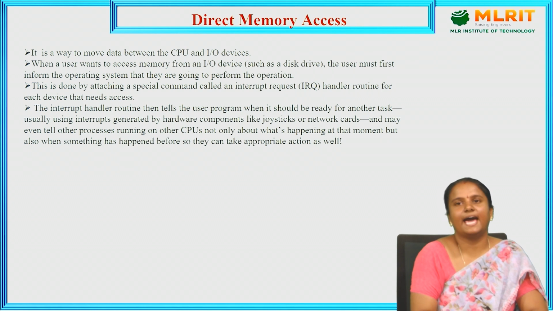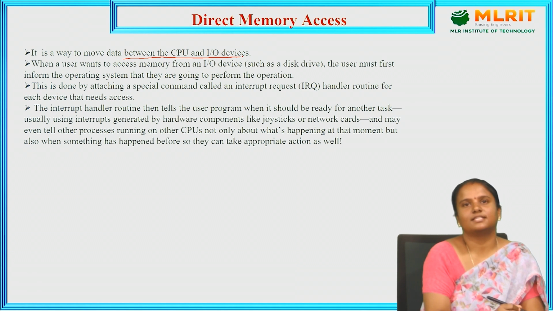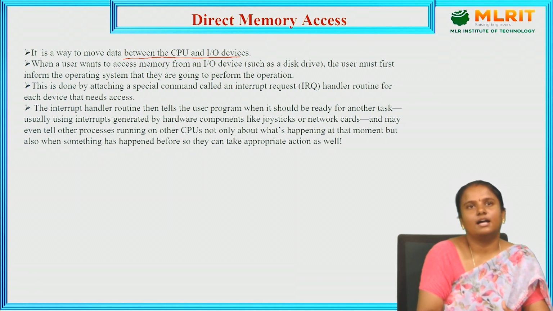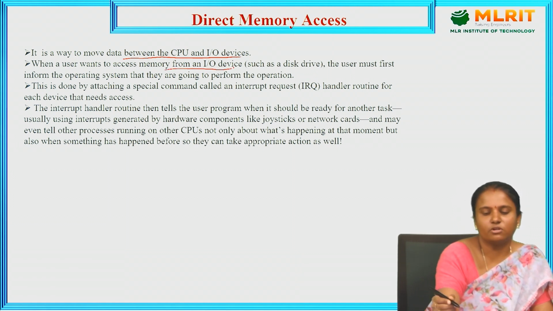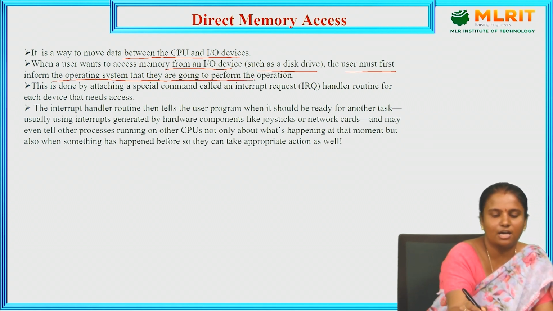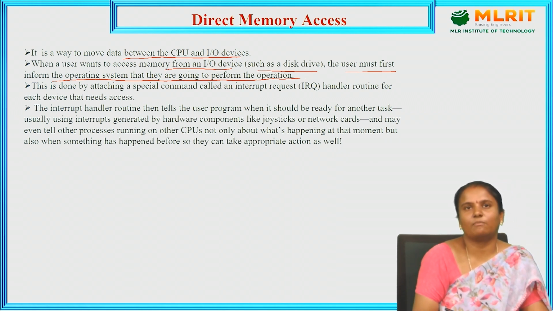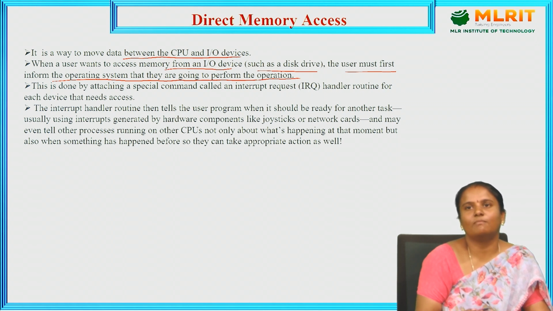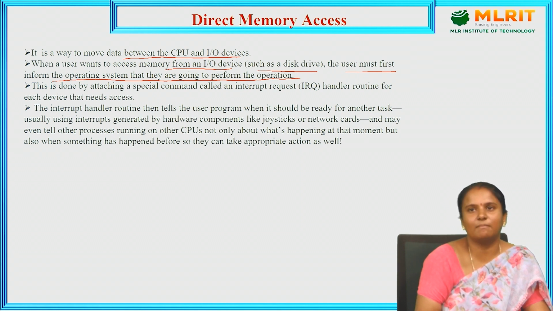So next, what do you mean by direct memory access? It is a way to move data between the CPU and input-output devices. So it is a way of communication, transferring the data from the CPU to input-output devices. When the user wants to access memory from input-output devices such as a disk drive, the user must first inform the operating system that they are going to perform the operation. Suppose you are fixing some disk drive, and you want to transfer the data into the disk drive. The user must inform the operating system that you are going to perform this operation for sending the data to the disk drive.